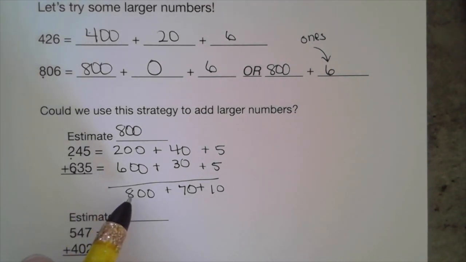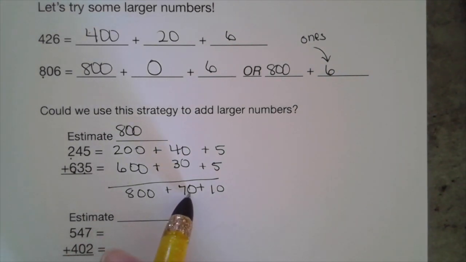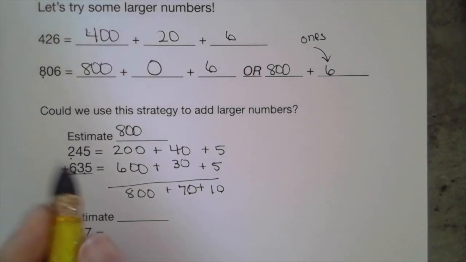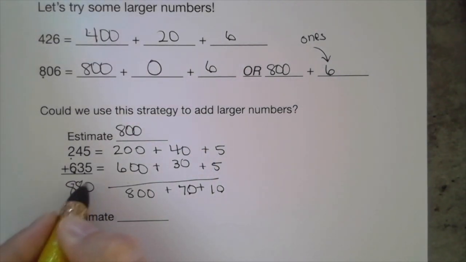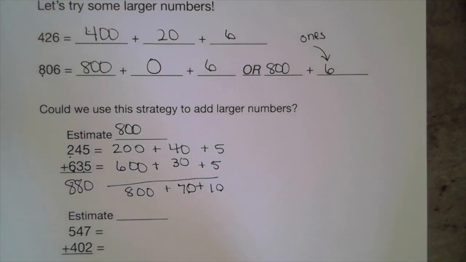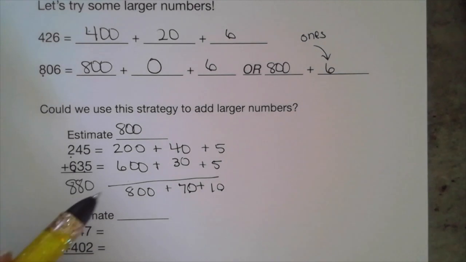All right, so I've got 800 plus 70. That's 870. What's 870 plus 10? Right, it's 880. My estimate was not real reasonable there, was it? And that will happen sometimes.